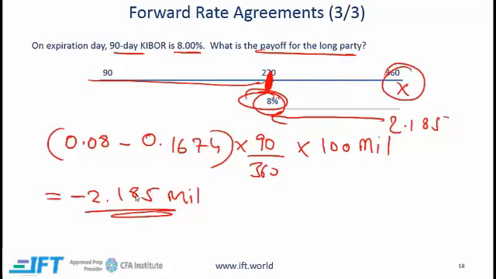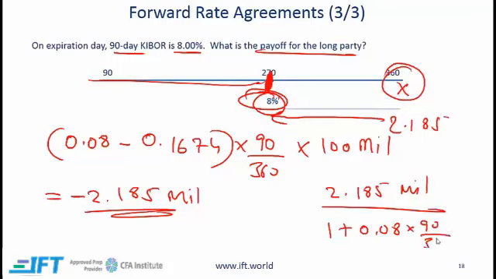So you will then take this number 2.185 million and discount, and how do you calculate that number? It would be 1 plus 0.08 multiplied by 90 over 360. Since we are dealing with FRAs, we still use this convention. And when you do the calculation, what you should get is 2.142. And again, for the long, it's going to be negative. For the short, it is positive.